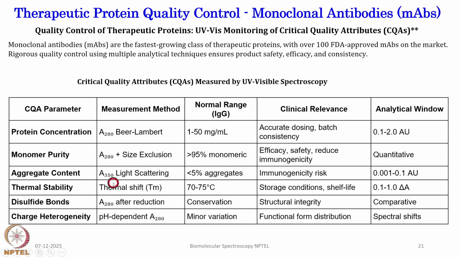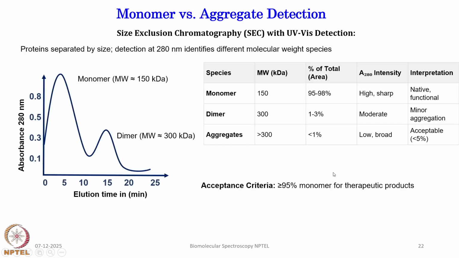So, after reduction, you check whether the structure is conserved or not; it is used for structural integrity, and it is comparative. The charge heterogeneity, pH dependent charge at 280, the minor variation happens, and the functional form distribution one can find out, and a spectral shift gives an idea.